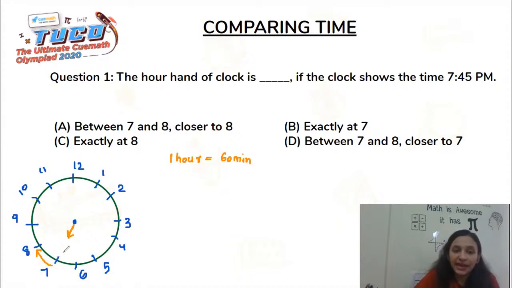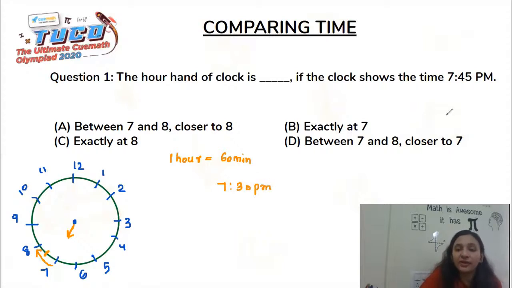So at the start of the hour, it was at 7. When it would complete half an hour, that is, the minute hand is pointing at 6, it will be exactly at the middle of 7 and 8. So half hour, you're halfway through the hour, that would mean 7:30. And for this question, it would mean 7:30 p.m.